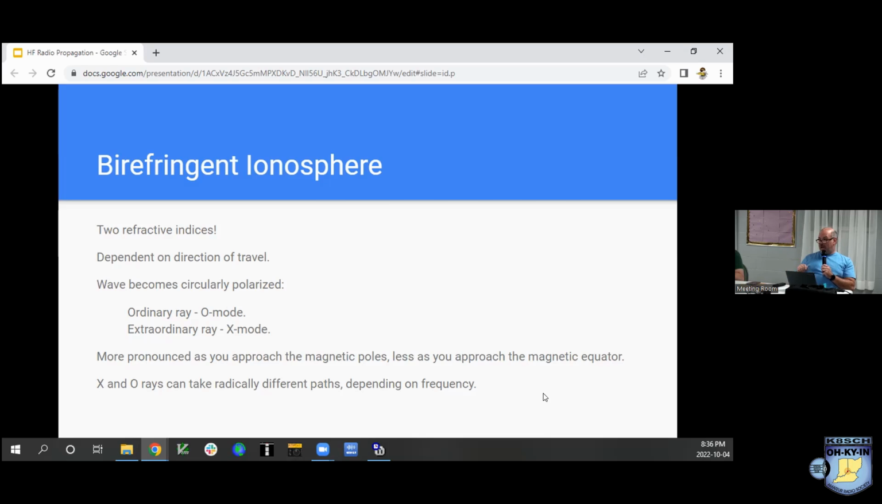This also means that the ionosphere is not reciprocal. People always say, well, if you can hear them, you can work them. Not necessarily. There are times when you may be hearing their X mode and there's no path back, because you don't have an X mode to them. They're going the other way and you don't have an O mode to them.